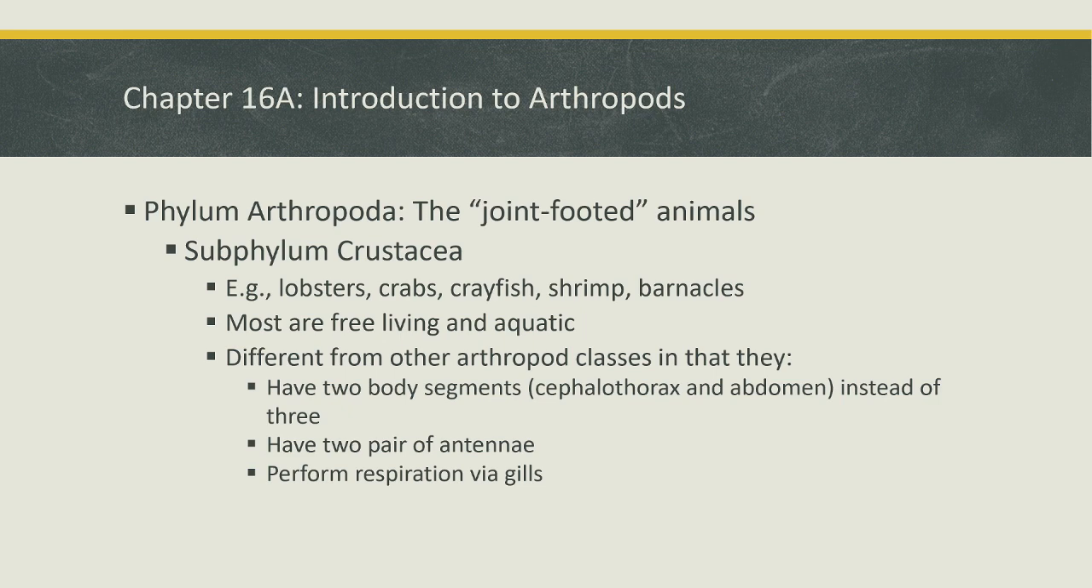Most of them are free living and are aquatic. And some of the ways that they're different from other arthropod classes: they have two body segments instead of three. We'll see some other arthropods with two body segments, but it's fairly unique in the arthropods. That's what we have here with crustaceans. They also have two pair of antennae, whereas the majority of arthropods have one pair of antennae. And then they perform respiration via gills. They have gills kind of like fish, with a slight difference. So they breathe using gills, whereas most arthropods do not breathe via gills.